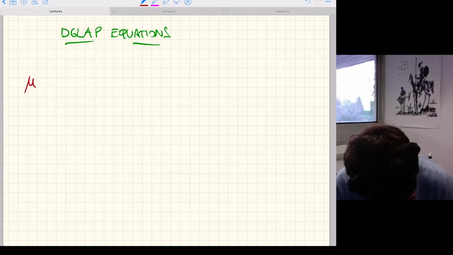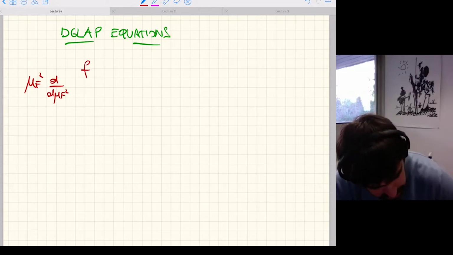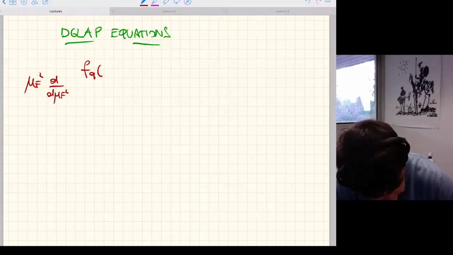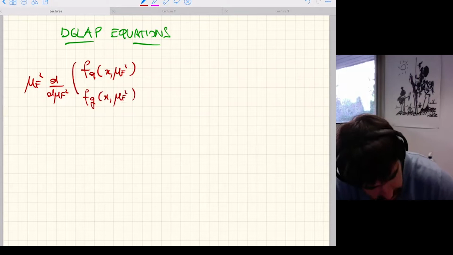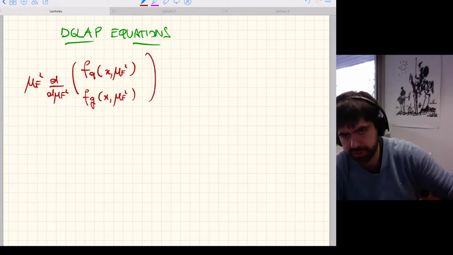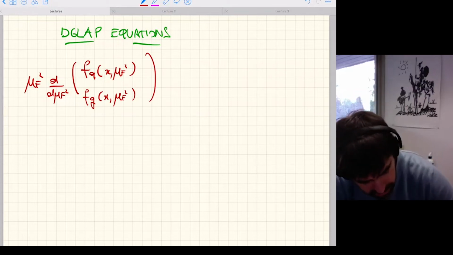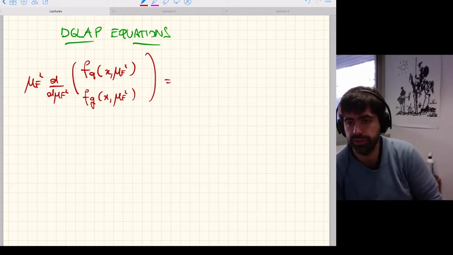I can summarize them right now. They tell us how the renormalized PDF depends on the scale. Now I'm taking only one flavor of quark. If you have more flavors of quark, then F_q itself is an array. Now the mu_f dependence of the PDF is equal to the mu_f dependence of the coefficient function.